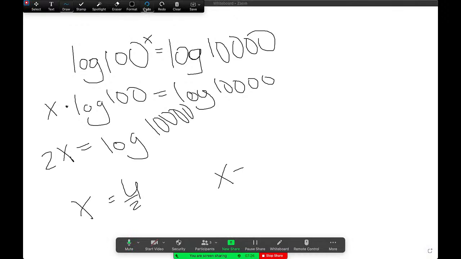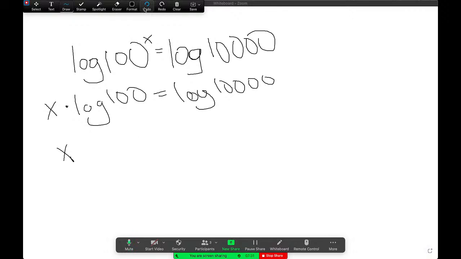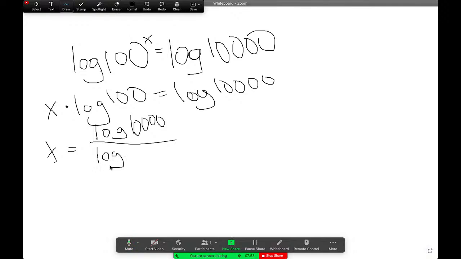But what I would do is, instead of solving the logs first, I would isolate the x first instead. So what I would do is I would have x is equal to log base 10,000 divided by log base 100. Yes, I know it's the same thing, but it's pretty important. You have to do this first. It's super important. And then it's basically the same thing.